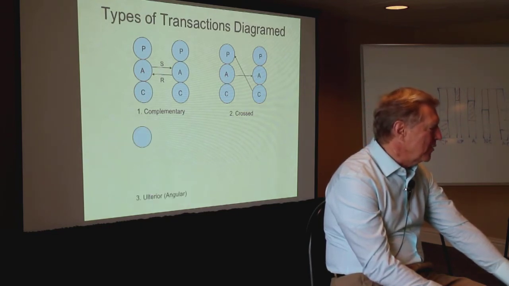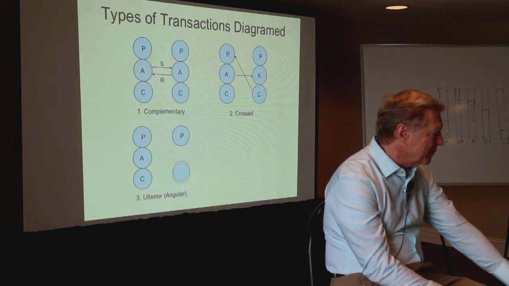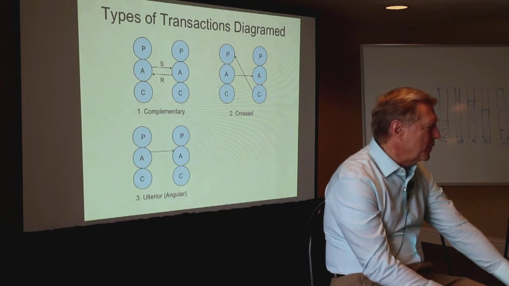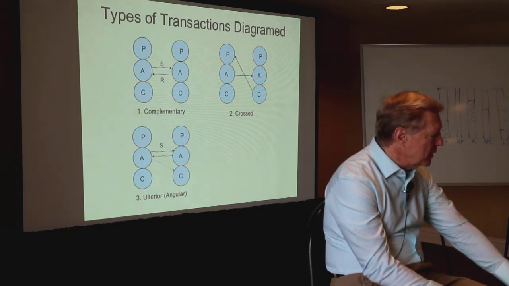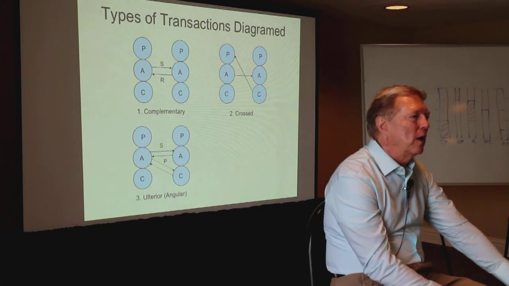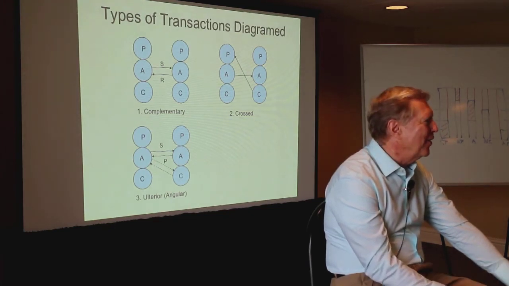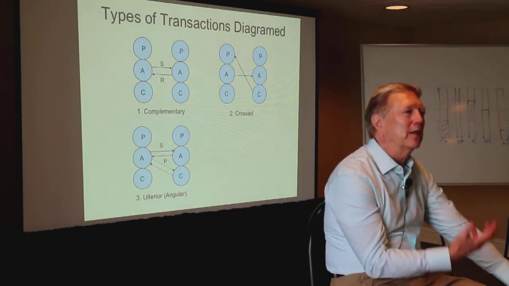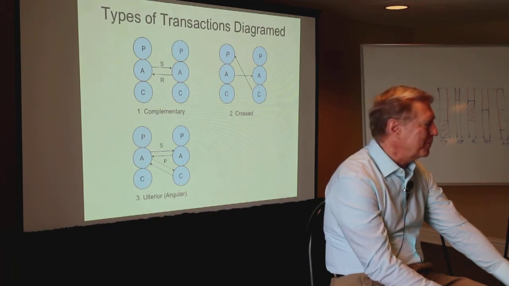In an ulterior angular transaction, like the one I mentioned, if the salesman says to the customer, "The sale goes off today," on the social level, on the psychological level, what they may be saying, again, is "Don't miss out." And the person might say back from their adult, "Well, I'll go ahead and buy it today." On the child level, they're saying, "Yeah, I don't want to miss out."